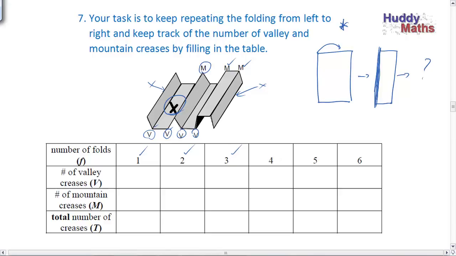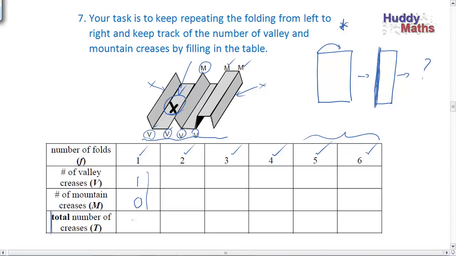Now, you're going to have to be very careful, because it's going to get very hard when you get up around the five and six foldings. And when you open it out, you're going to have to be careful about what you count as valleys and mountains. So you're going to have to lay it out carefully with the same side up every time with that X on it. You got the idea? So let's do the first one. There was one fold and there was one valley crease, no mountains. And the total number of creases, T, which you just add those two up. So that's one.